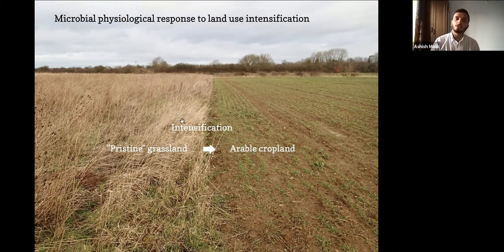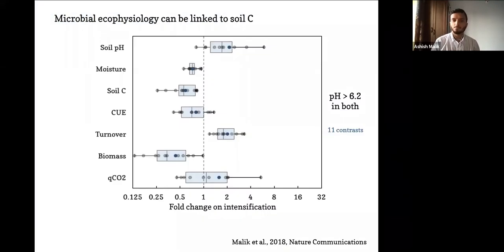So what we did was look at the fold change on intensification for a lot of the microbial traits that we measured, but also for some of the ecosystem properties such as soil carbon. So what we saw on intensification, and this is only the 11 land use contrasts that are above pH 6.2, because below pH 6.2 things were very different. These are very acidic systems. So I'm not going to go into the detail for that, but there is more information about that in the paper that's published in 2018.